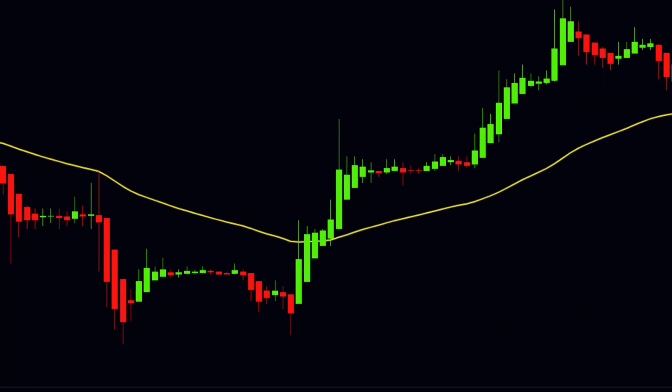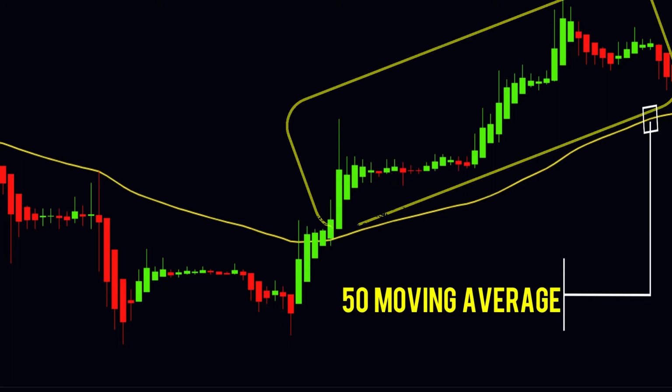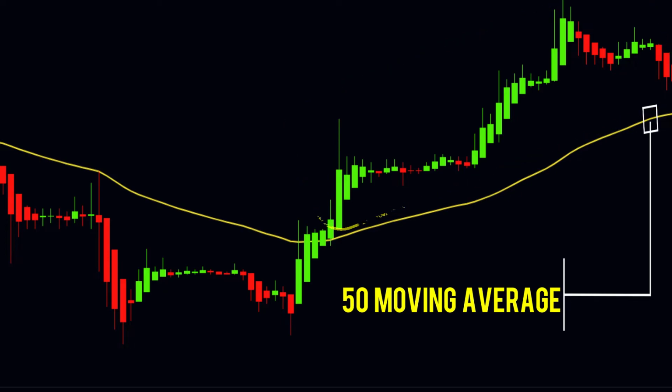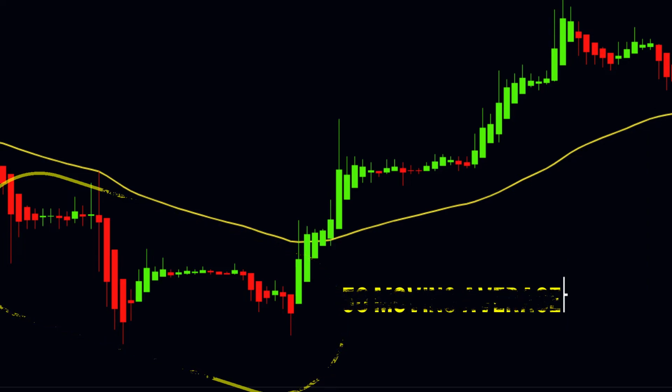Now we understand our trading strategy. Here we will take the 50 moving average. If the price trend is above the 50 moving average, it will be called an uptrend, and this uptrend is used for buy setup. Similarly, if the price trend is below the moving average, it is called a downtrend, and this downtrend is used for sell setup.